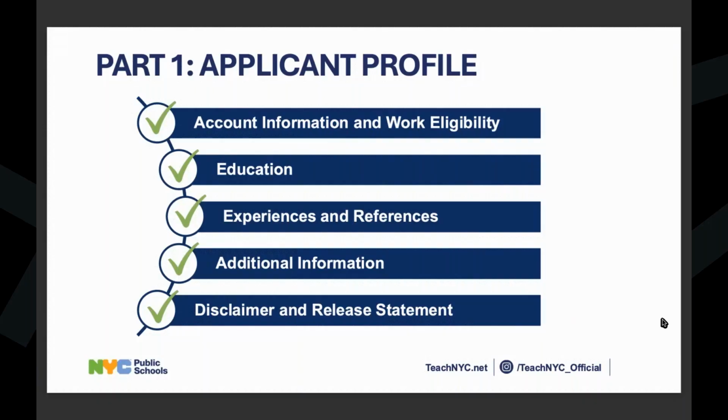As part of the applicant profile, you'll have to submit account information and work eligibility information. This part will ask for basic contact information. It will ask you questions regarding your work eligibility. To be eligible to work in New York City, you must meet citizenship and/or residency requirements. You must complete all parts of the eligibility question, especially if you answered yes to the work authorization status, and you will be required to indicate your specific work authorization status.